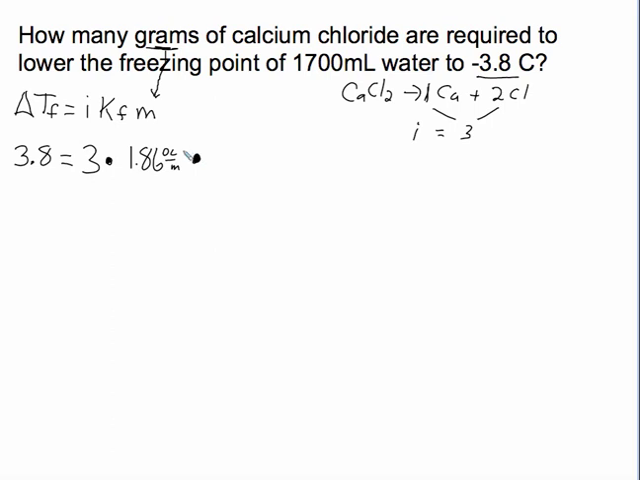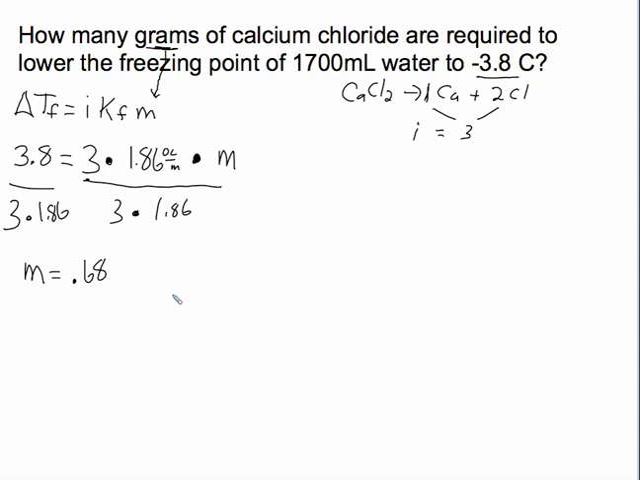Now, what we're not going to know at the beginning is little m, so we're going to solve for what little m is. We're going to divide both sides by 3 times 1.86. On your calculator, you're going to take 3.8, divide by 3, divide by 1.86. If you did that math, you would get that the molality, or little m, is equal to 0.68.